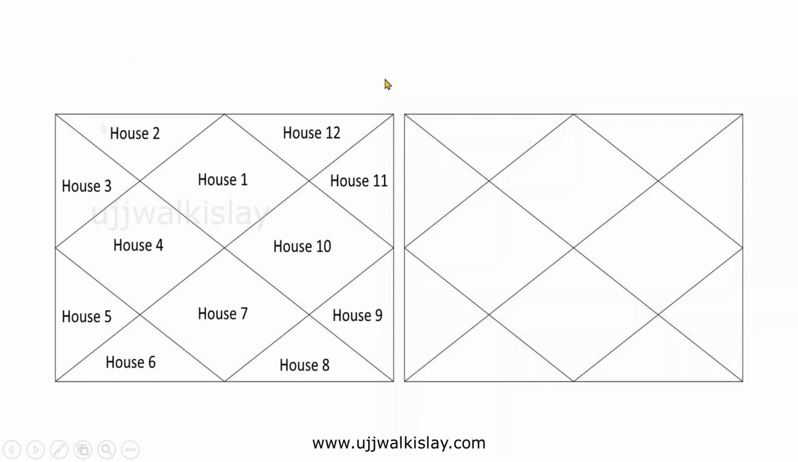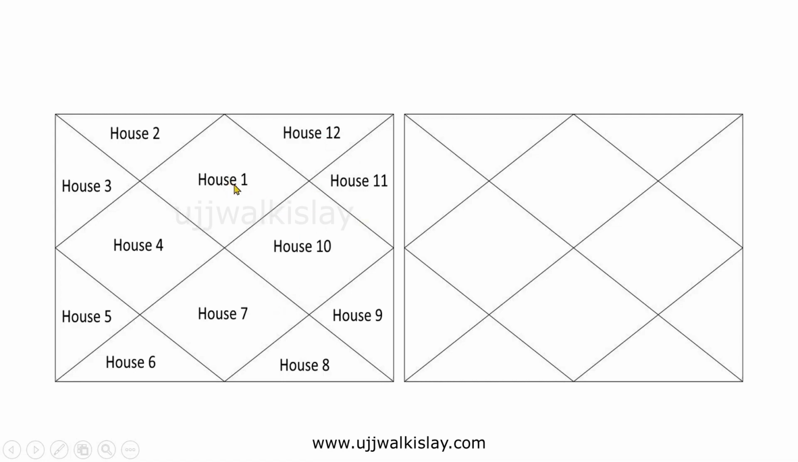This diagram will further make clear. In the North Indian horoscope, the format of horoscope is like this. The houses are fixed, but the Rashi and the planets are movable. This box will always be the house 1, without any exception. This box will always be the house 2. This is house 3. This is house 4, house 5, house 6, house 7, house 8, 9, 10, 11 and 12.